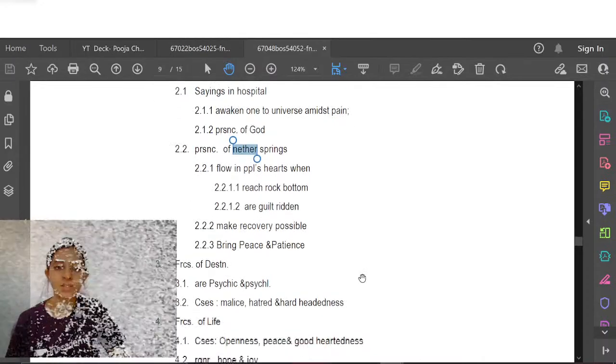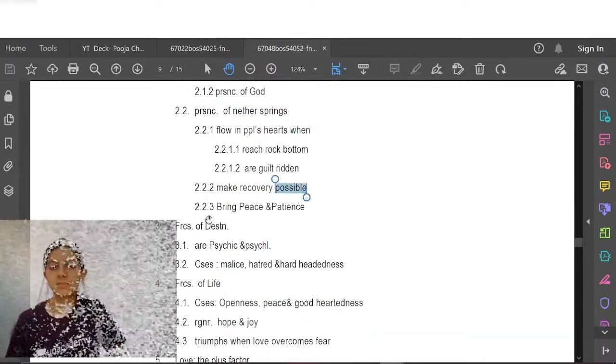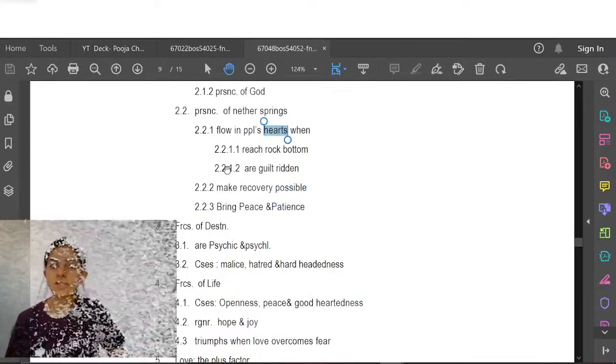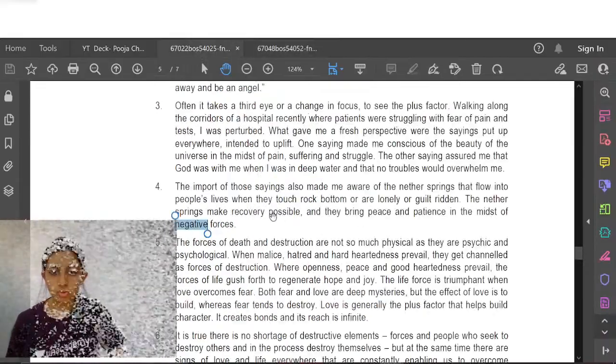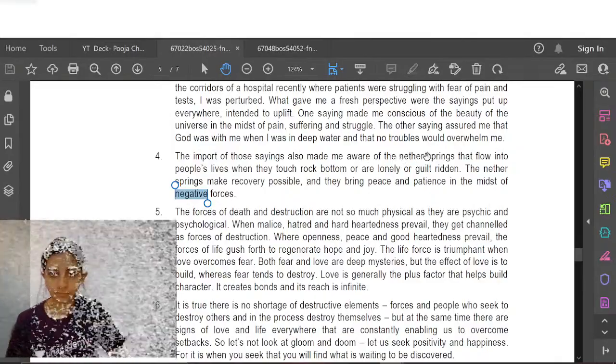What does nether springs do? They flow into people's heart. They make recovery possible. They bring peace and patience. Three things. How do they flow into people's heart? They reach rock bottom and are guilt-ridden. The points are so easily divided for you. They are so easy. Look at this.